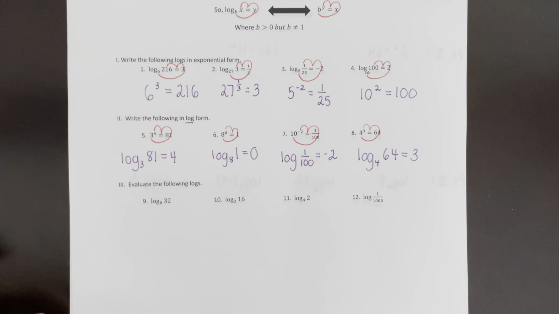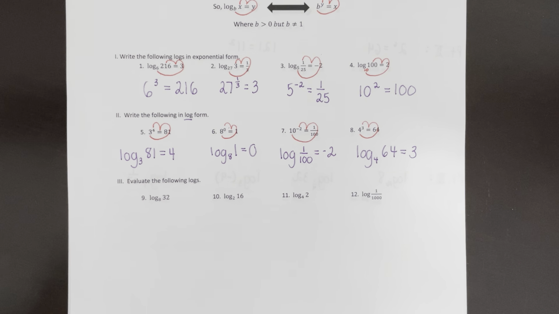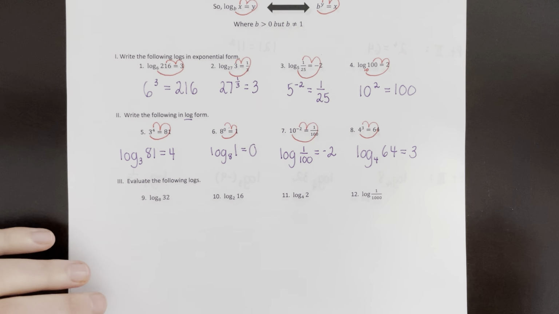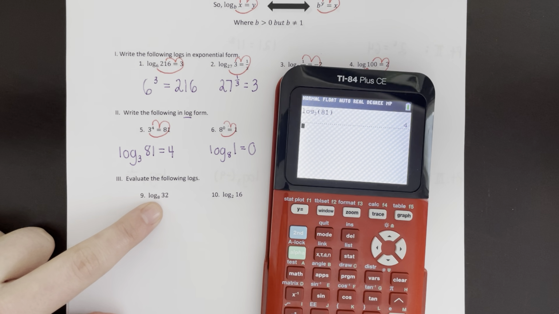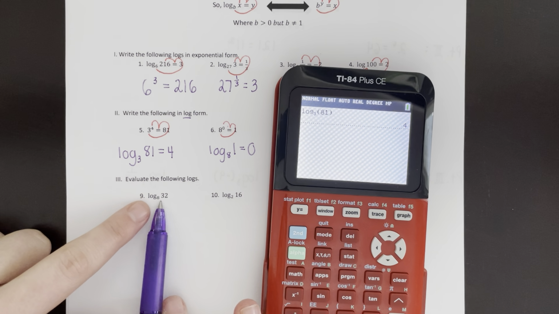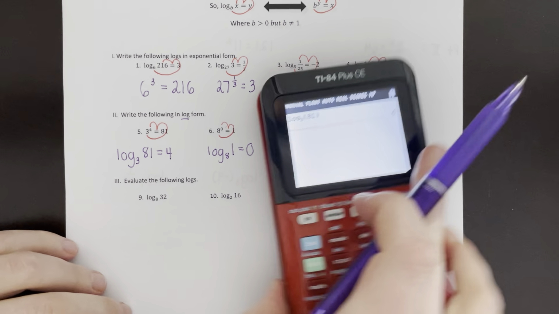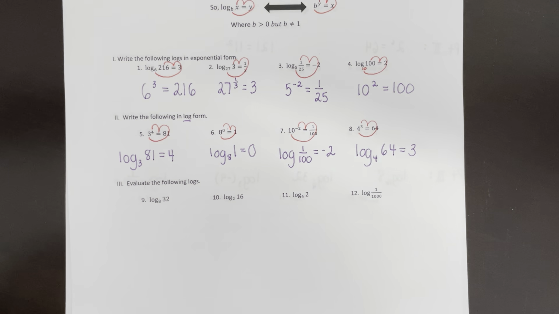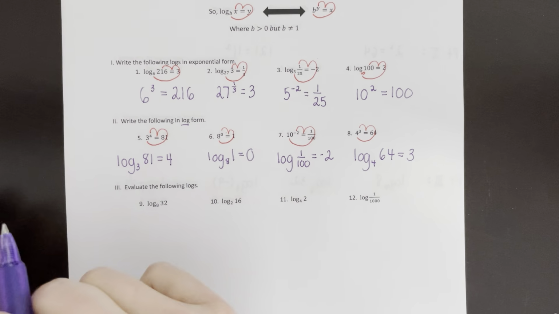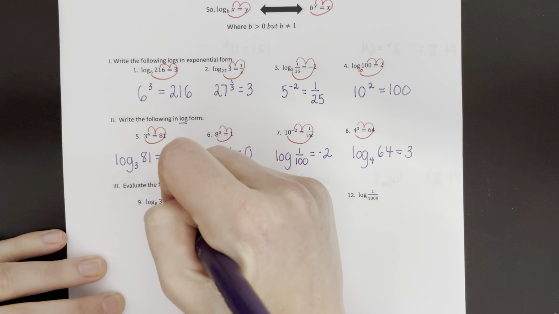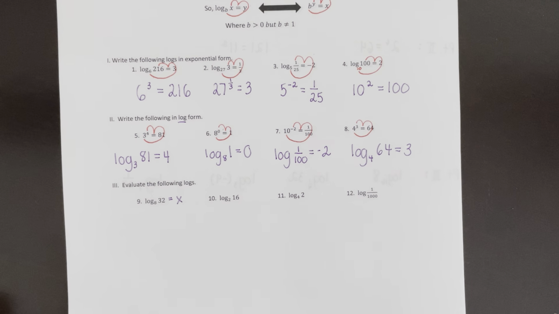Okay, so now in part 3, we're going to evaluate the following logs. So that means find out what the answer is. Remember, if I was able to use the calculator, I would just type in log base 8 of 32. But again, like I said, this is a no calculator unit. So without the calculator, since we don't know what this equals, we are going to write equals x because we don't know what it equals, okay?